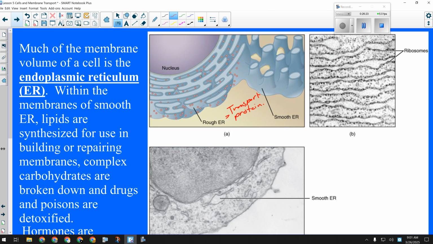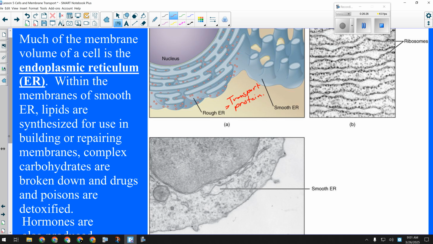So if we're talking about the smooth ER, that kind of starts right here. Within the membranes of the smooth ER, here are some of the jobs. Lipids are synthesized. What are lipids? Fat, yeah. Fats are made in the smooth ER.